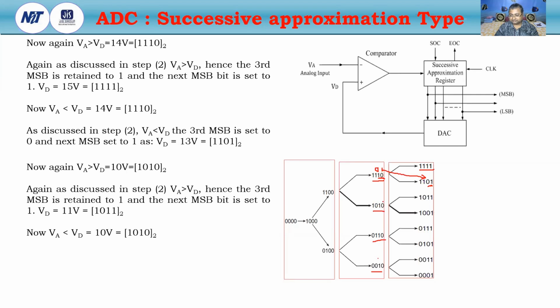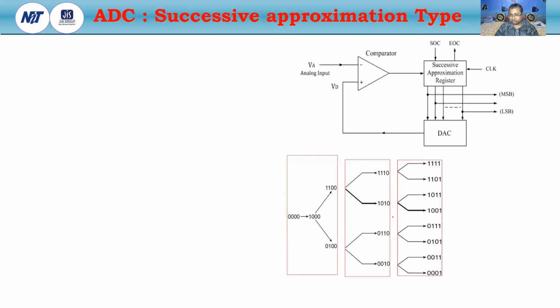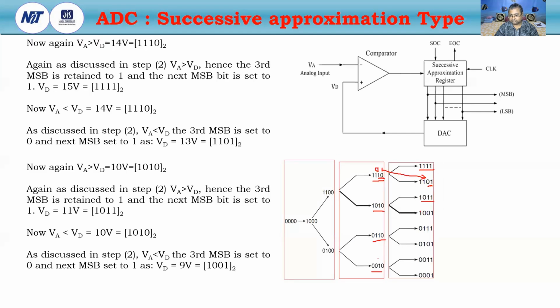Similarly for this, if it is greater than, then what happens? This MSB should be 1. So that means 1011. And if no, then what happens? This MSB should be 0. This MSB should be 1. So this is 1001.